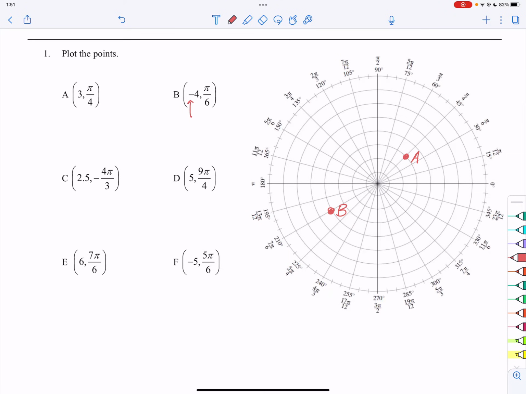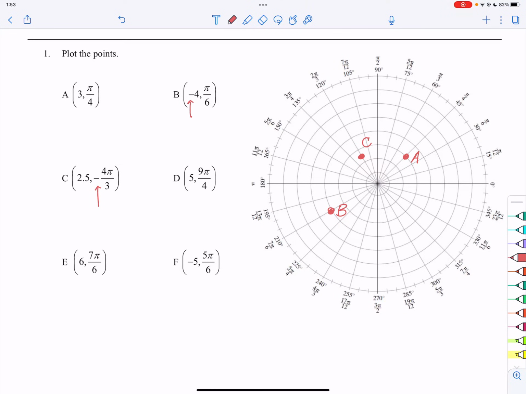That's negative. Okay, now C, we are going to have negative 4 pi over 3. So as you can see, we will come around this way 4 pi over 3, and then 2.5 is r. So we'd be approximately right here. 2.5 would be right here. And that is point C. Okay, so there was an example with moving clockwise with our angle.